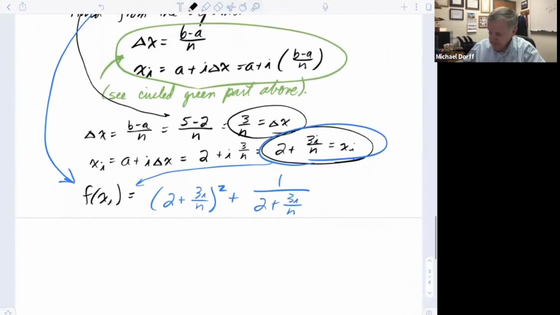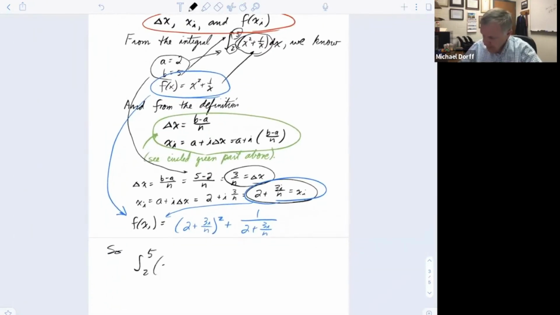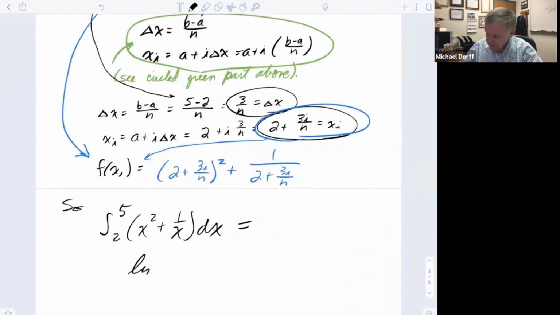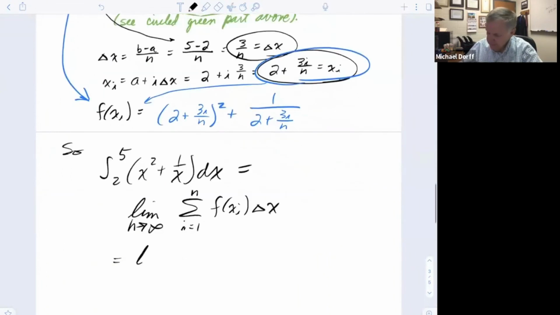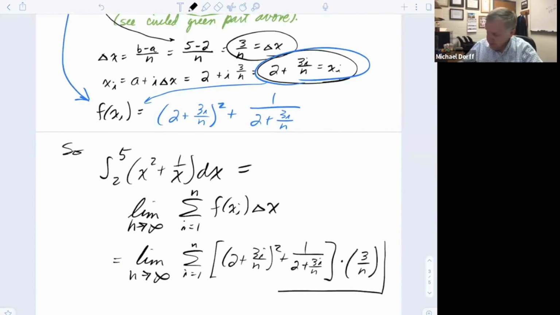So then finally, I can now finish the problem. So the integral, our original problem, back here, the integral from 2 to 5 of x squared plus 1 over x dx equals, as a Riemann sum, the limit as n goes to infinity of the sum i equals 1 to n of f of x sub i delta x. So that equals the limit as n goes to infinity of the sum i equals 1 to n of 2 plus 3i over n, squared, plus 1 over 2 plus 3i over n, all times delta x, which is 3 over n. And that becomes my answer.